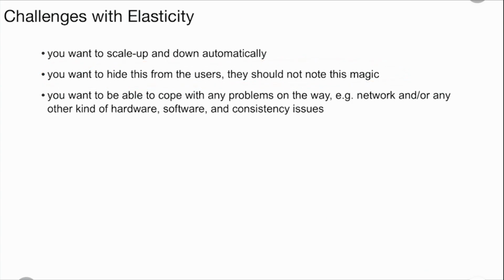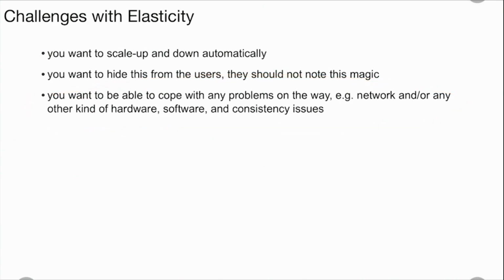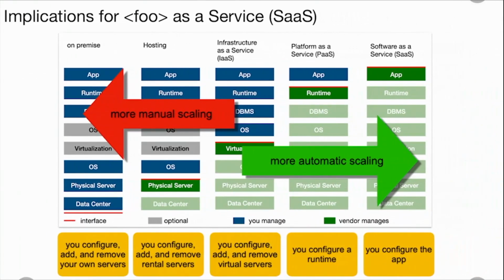And you want to be able to cope with any problems on the way, be it hardware, software issues, consistency issues, and so forth. It should all be transparent to you. You don't see that. Again, like a fifth letter being added to ACID, like an E. So what that means is the more you are on the left, the more it's manual scaling. The more you are on the right, the more it's automatic scaling. So it depends on what you get from those hyperscalers. It could also be that you just get a virtual instance where there's no elasticity built in already.